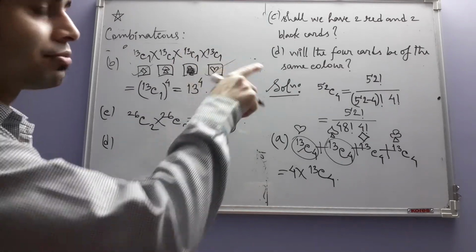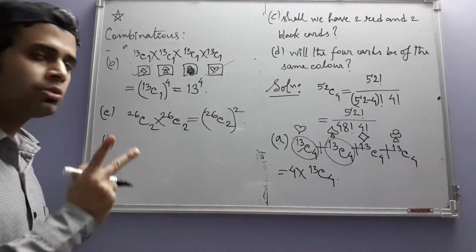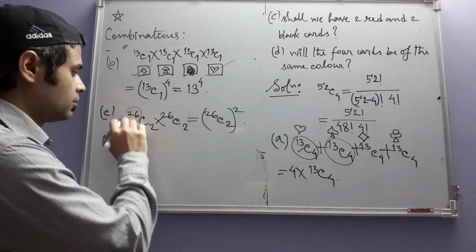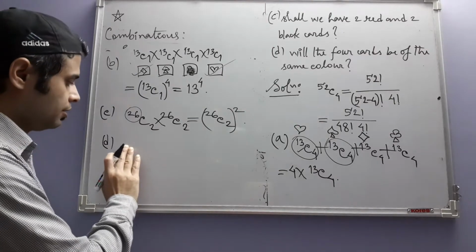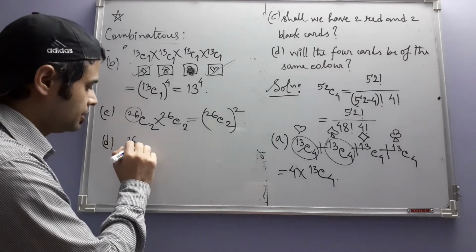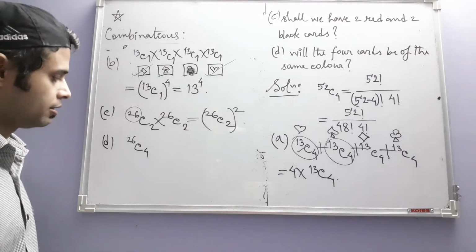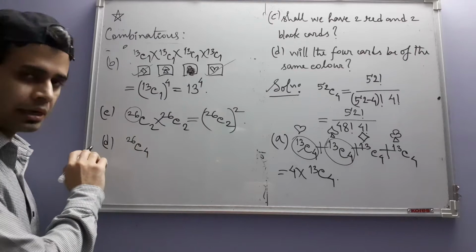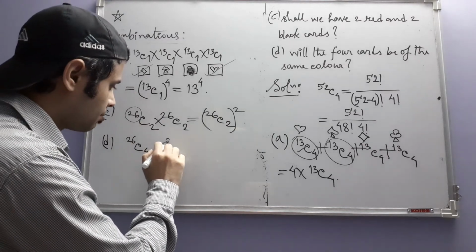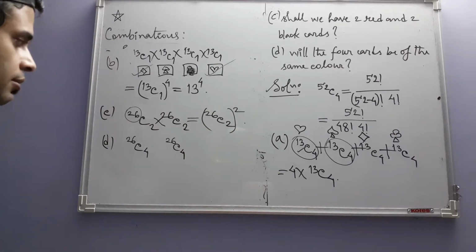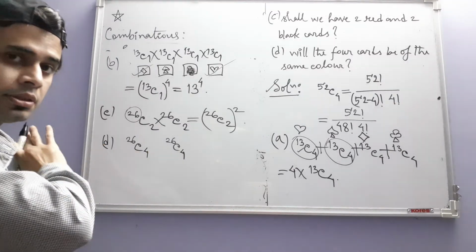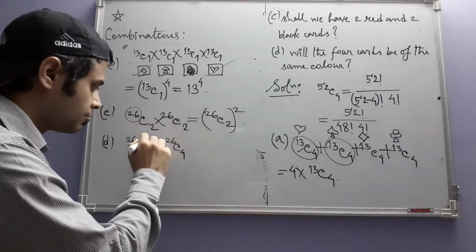Will the 4 cards be of the same color? Okay, now there are 2 colors, again red and black. So will the 4 cards be of the same color? You see, if the 4 cards are red, then that can be chosen in 26C4 ways. Why? Because there are 26 red cards. So from among them we can choose 4 in 26C4 ways. Similarly, the black cards can be chosen in this many ways. Since the choice has already been made here, we have chosen 4 cards, so here also we have chosen 4 cards. So these are separate cases. That's why here we don't multiply, here we add.